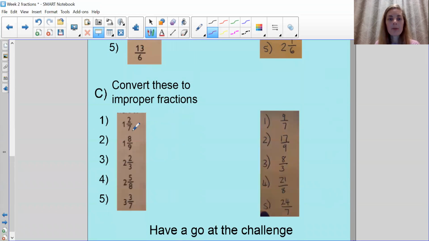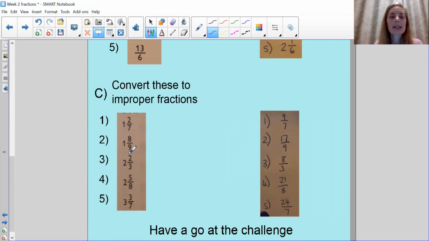Then converting these to improper fractions, I'm going to say 7 times 1 is 7, plus 2 is 9/7. 9 times 1 is 9, plus 8 is 17. Oh, getting all confused there, my 7s, 8s, and 9s. Let's try that again. 9 times 1 is 9, and 9 plus 8 is going to be 17/9.